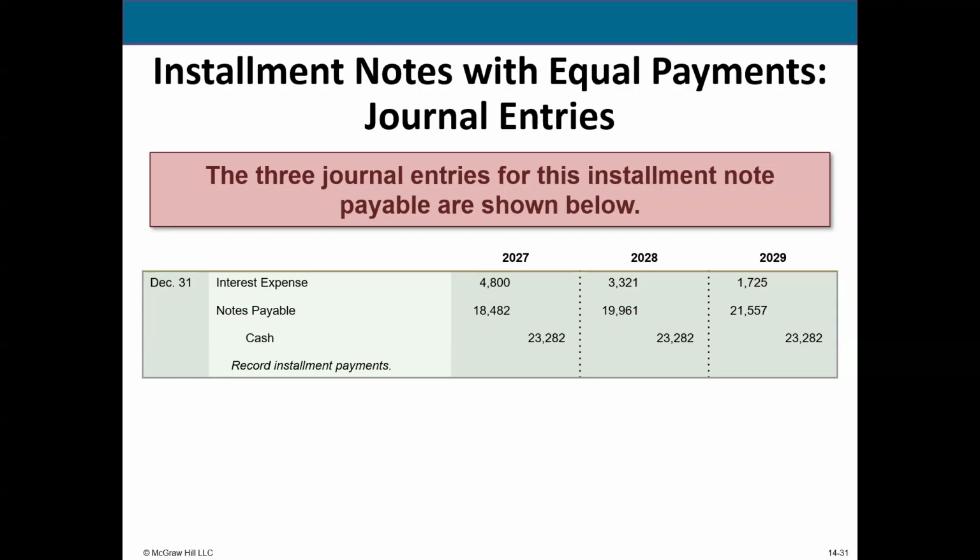If you were to add up the 18,042, 19,961, and the 21,557, you would get 60,000. So that's how you know you did it right. So those are the equal payments. Of course, sometimes it's not always equal, but in most cases they are, especially if the interest rate is fixed.